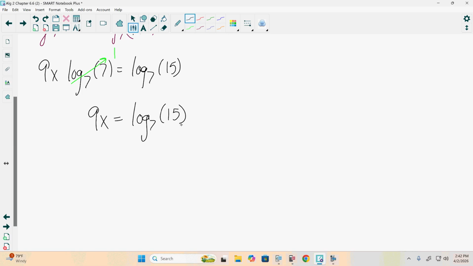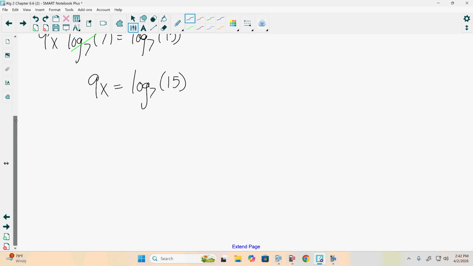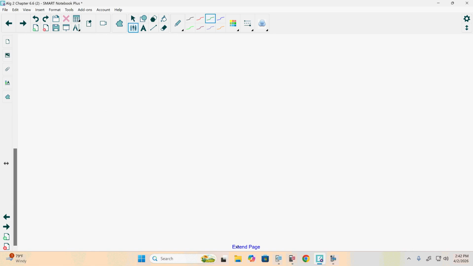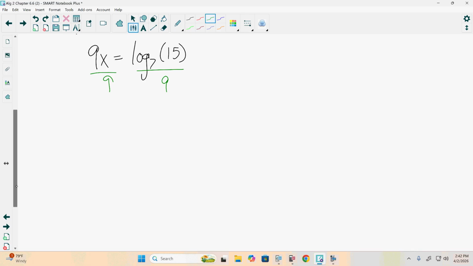Is x by itself? No, so what do we need to do? Divide both sides by 9. Well, 9x divided by 9 is nice, because 9x divided by 9 is x. What would log base 7 of 15 divided by 9 be?